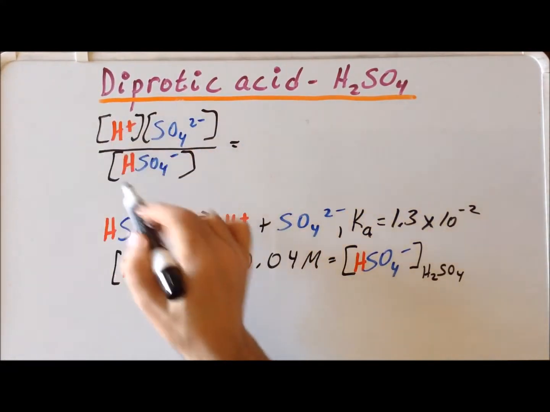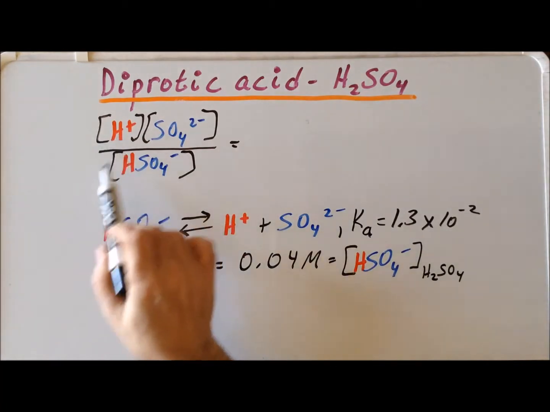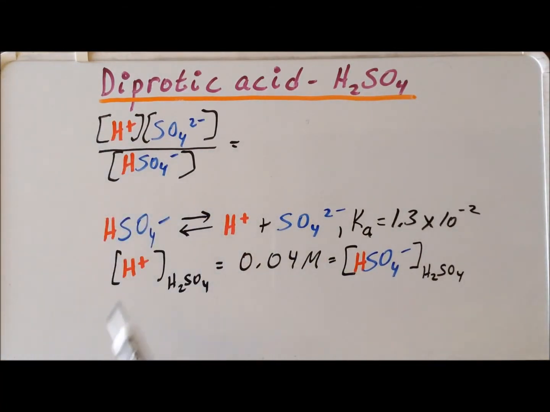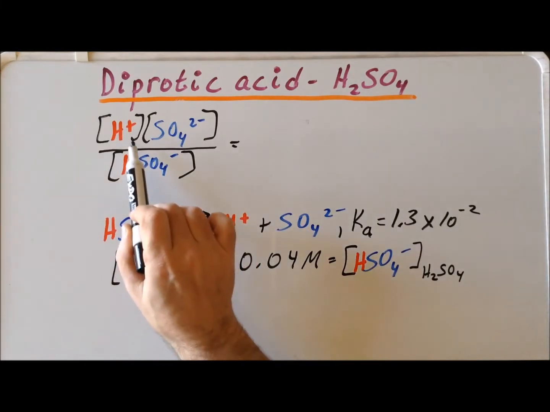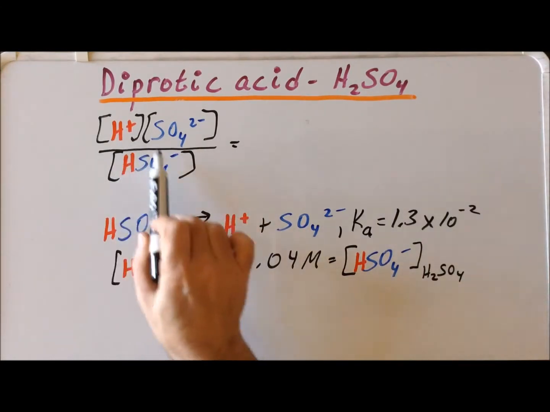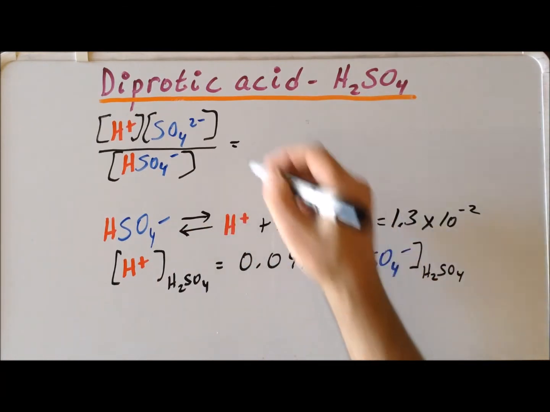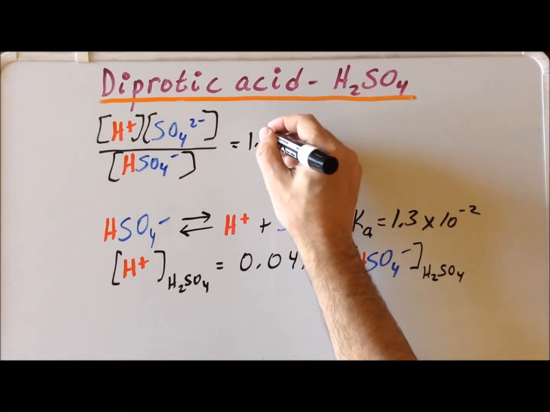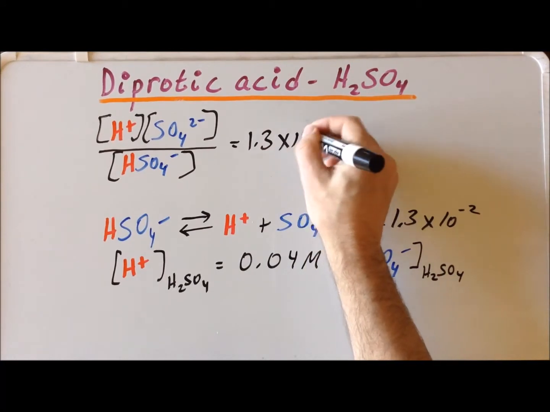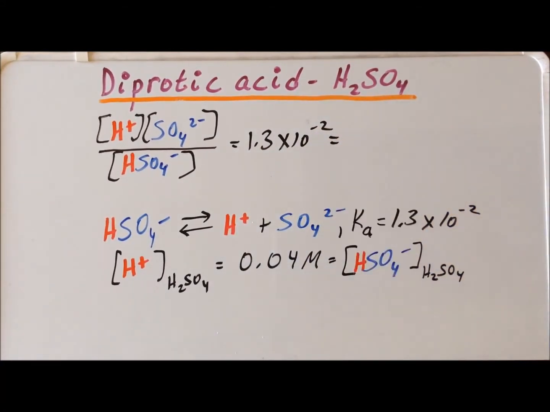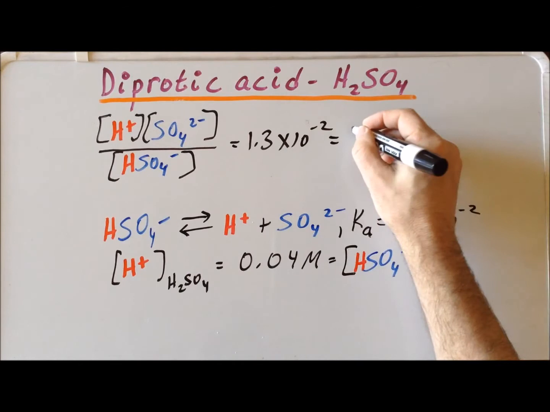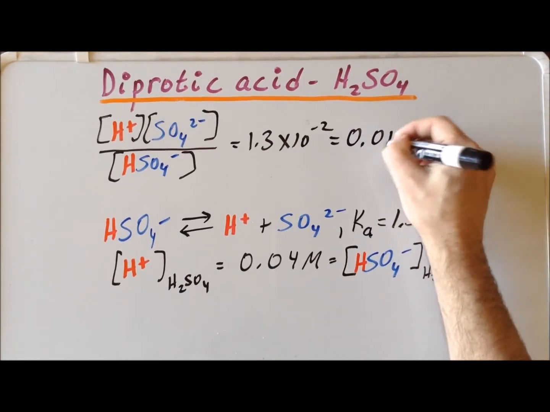Now note that these particular concentrations are the total. So this is the total H plus concentration, the total sulfate concentration, and the total bisulfate concentration. Notice I've been very careful that I have not put any subscripts for these particular concentrations. And by the definition of the equilibrium constant, this value has to equal 1.3 times 10 to the minus 2, and to make life easier, we're just going to write that as a decimal as 0.013.